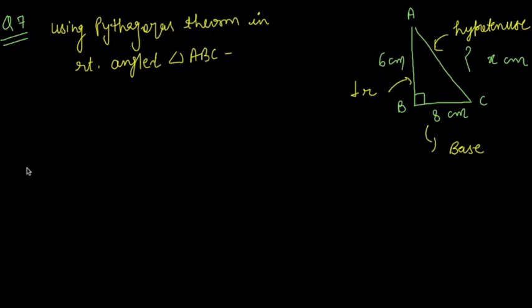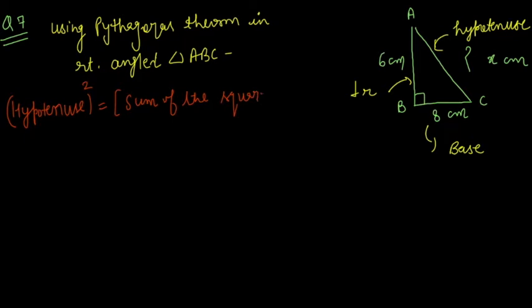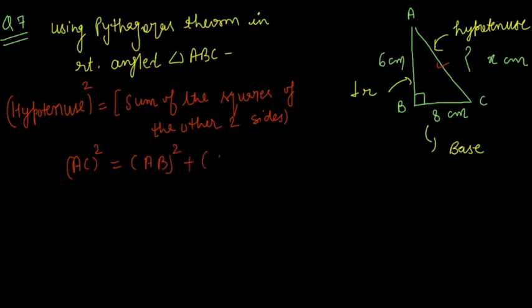Now what is your theorem? How do we write? Hypotenuse square will be equal to the sum of the squares of the other two sides, which is your base and your perpendicular side. So if I write it, hypotenuse is how much? This is your AC. So I can write AC square is equal to AB square plus the base, which is your BC square. Now I know AB is already given, how much? 6. And BC is how much? 8 given. So I will place the value of BC as well.